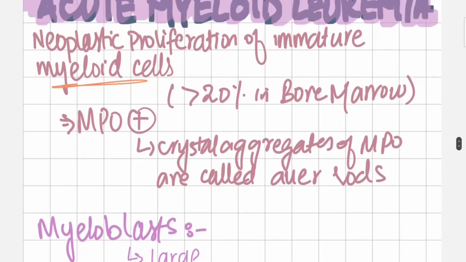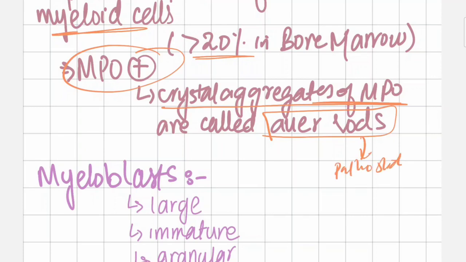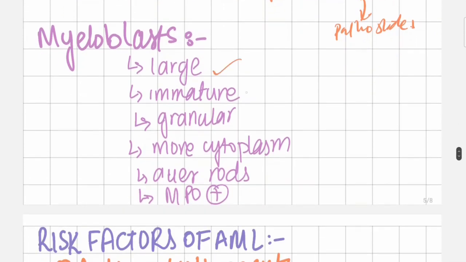So the myeloblasts are more than 20% in the bone marrow, and they are MPO, myeloperoxidase, positive. And these crystal aggregates of myeloperoxidase are known as Auer rods that you can see in pathology slides. The myeloblasts are large, they are immature, they are granular, they have more cytoplasm, they have Auer rods, and are MPO positive.